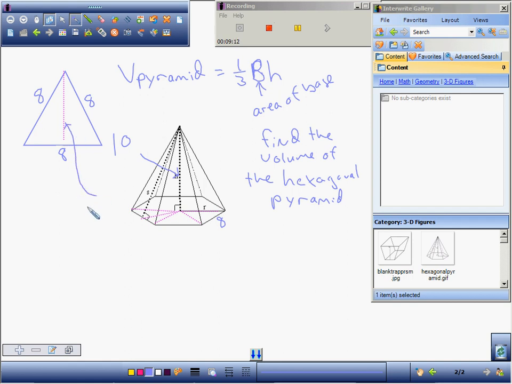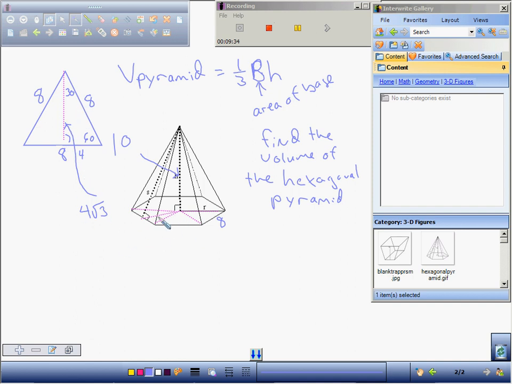4 square root of 3. Very good. You guys are smart. Because these are all equilateral triangles, so all these angles are 60, right? And that's 30. So this over here is going to be 4, right? Half of the hypotenuse, and this is a little right angle here, right? So that's 4, and I multiply by root 3. So the height of that is 4 root 3.